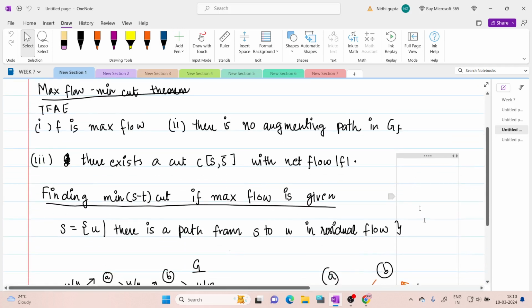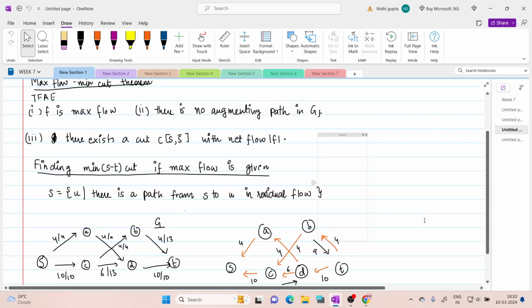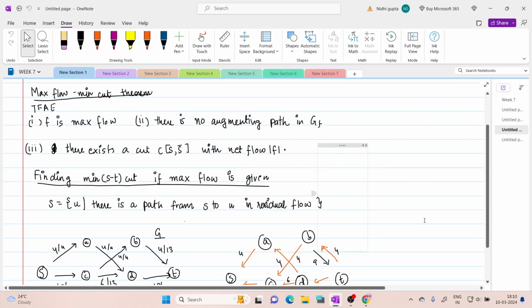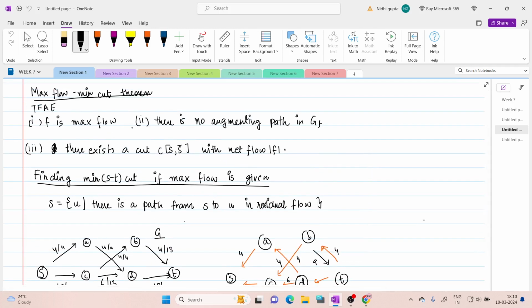Now we can see that maximum flow can be related with minimum cut also. Minimum cut was the cut with the minimum capacity. This was the theorem which was discussed in class: the following three conditions are equivalent: that F is maximum flow, there is no augmenting path in the residual network, and thirdly, there exists a cut with net flow F. So these three are equivalent.